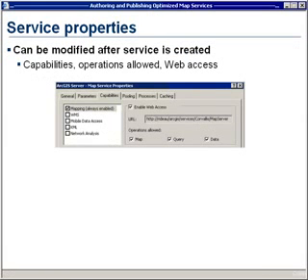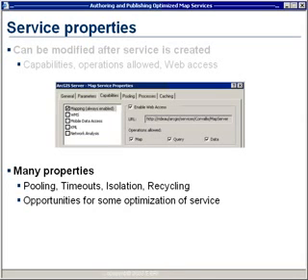The properties of a service, once it has been created, may be edited by stopping the service. Edits are made and the service is restarted once again. There are many properties for the service that can be set, including the pooling, timeouts, isolation, and recycling. All of these properties provide some opportunity for fine-tuning of the service and are explained more thoroughly in the ArcGIS Server Help in the Tuning and Configuring Services topic.